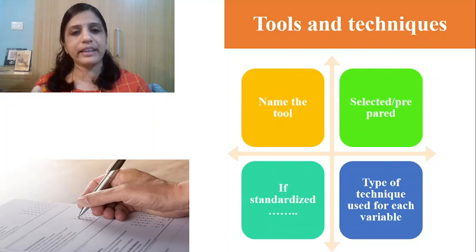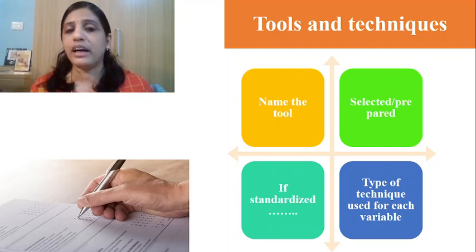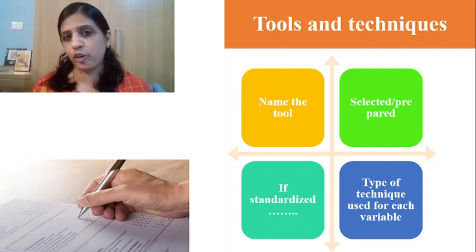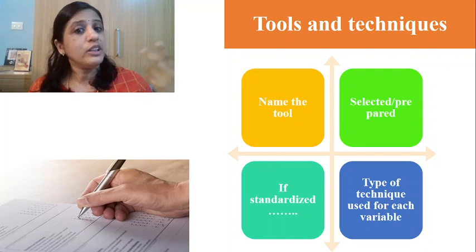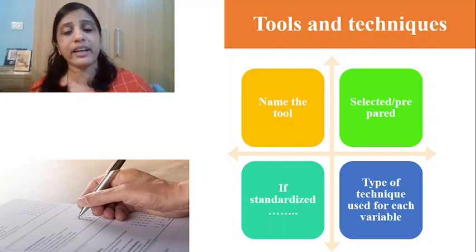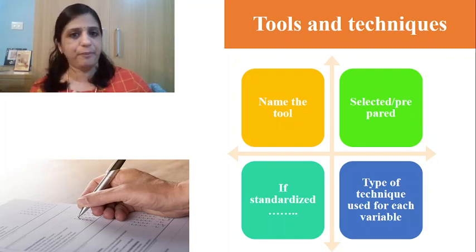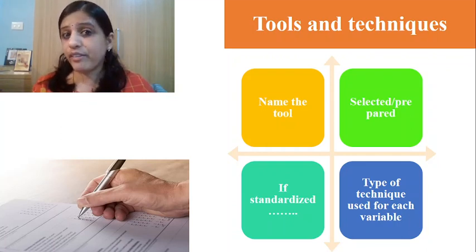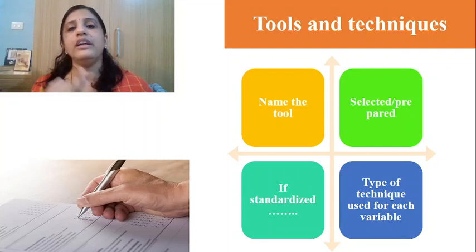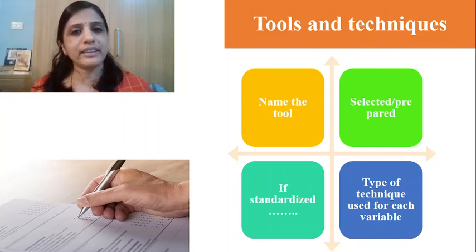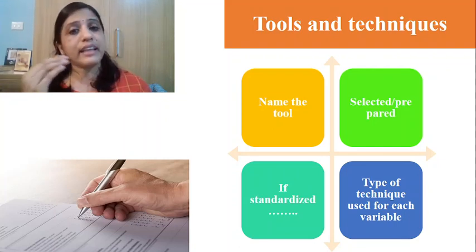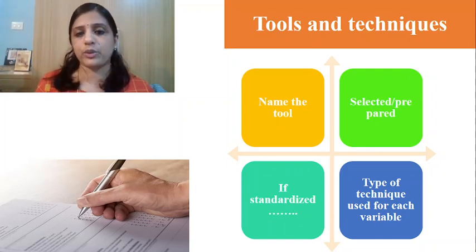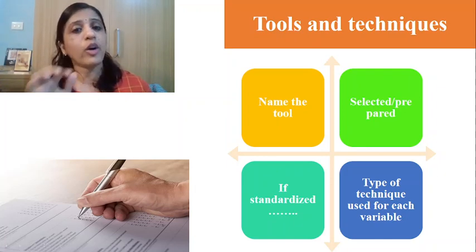For example, in fatigue among patients undergoing dialysis, maybe I will be using two tools. One instrument will be the socio-demographic proforma. So tool number one is the socio-demographic proforma, under which I may have demographic data and clinical data. Number two is a tool to measure the fatigue level of patients. So I will have to name the tool. Now, from where will I get this tool? You can either select the tool or you can prepare the tool. That is the second point: selecting or preparing the tool.